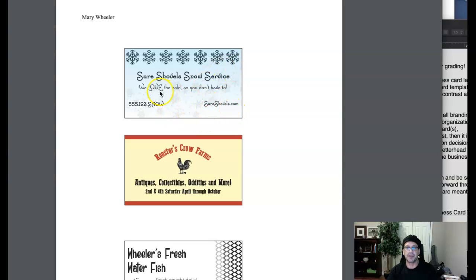That's pretty interesting here. Now, you've got this Sure Shovel Snow Service, and that is the title area, and that's in this decorative typeface. I would not recommend repeating that decorative typeface. You've established your hierarchy there using a decorative typeface. I would not repeat it here, here, or here. I would switch to a different typeface there.